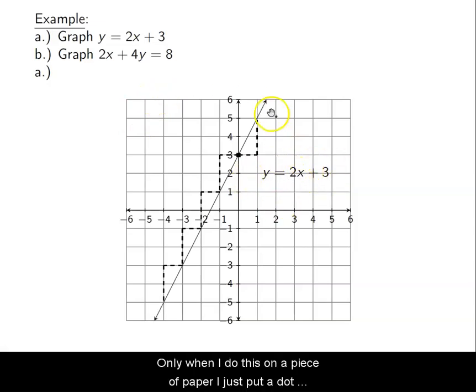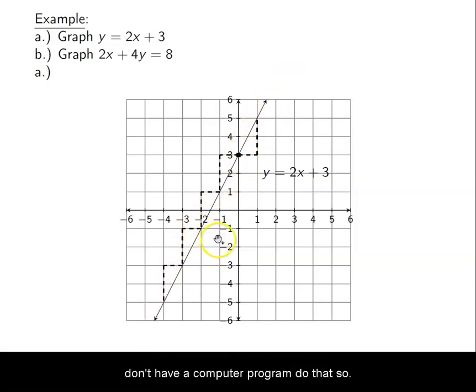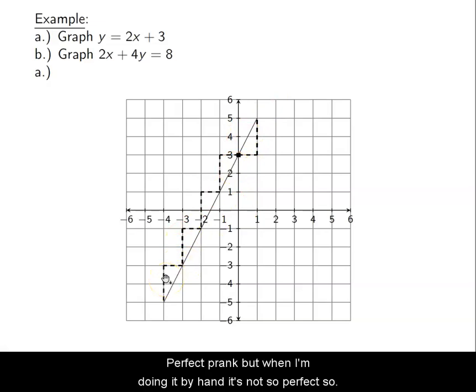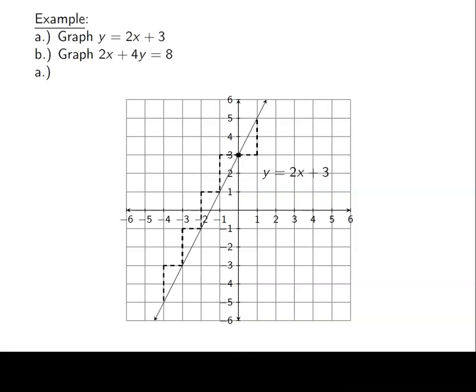Now generally, when I do this on a piece of paper, I just put a dot on all of these places, right? And then I would take a ruler and connect all of those dots with a line, because I don't have a computer program to do that. So obviously when I do this one at a time, it can be perfect, right? But when I'm doing it by hand, it's not so perfect. So I draw my dots and then I connect them with the line. Okay, so that's my graph for A.